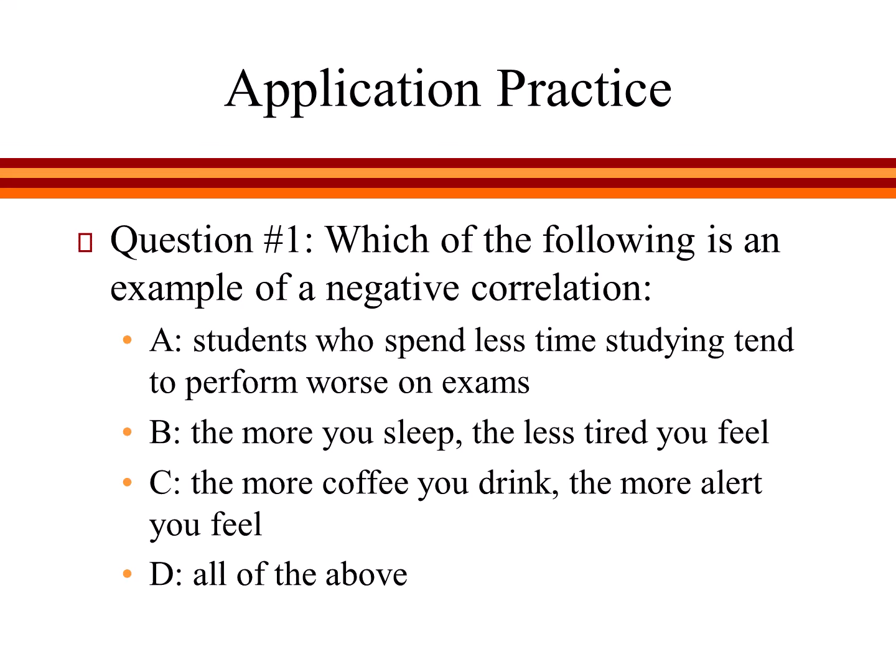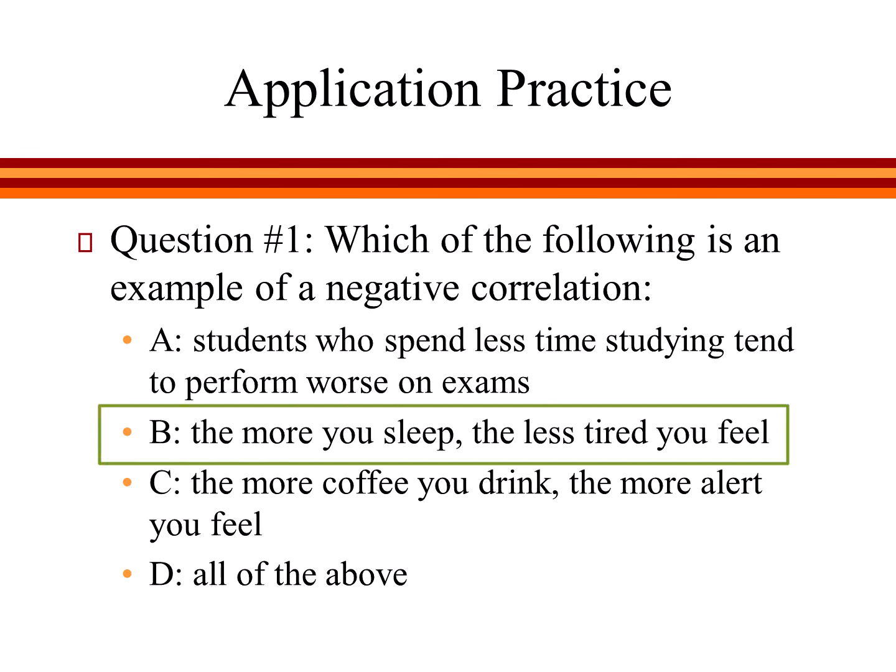Let's do a couple quick application practice questions now together. Which of the following is an example of a negative correlation? The correct answer here is B. The more you sleep, the less tired you feel. This is because these two variables move in the opposite direction. When sleep goes up, tiredness goes down, and vice versa. The variables in answer choices A and C both move in the same direction, so they have a positive correlation. When study time goes down, exam performance goes down too. And when coffee consumption goes up, alertness goes up also.